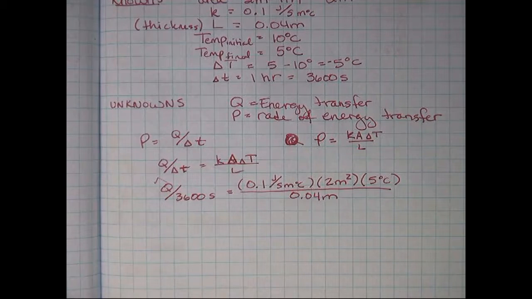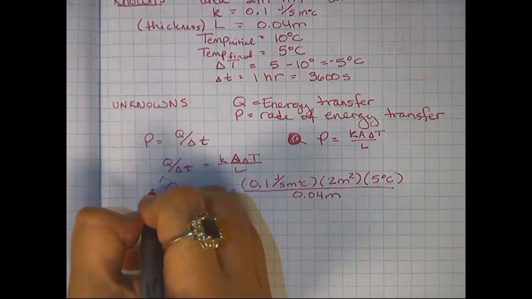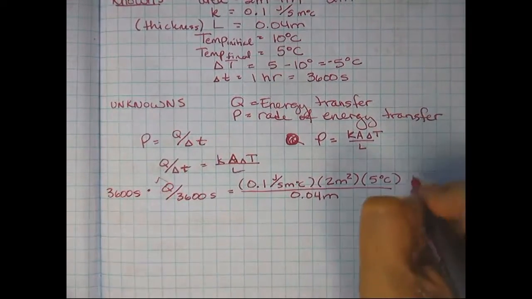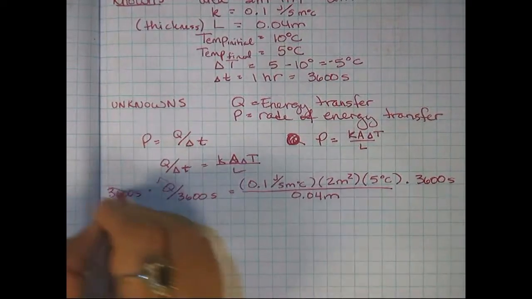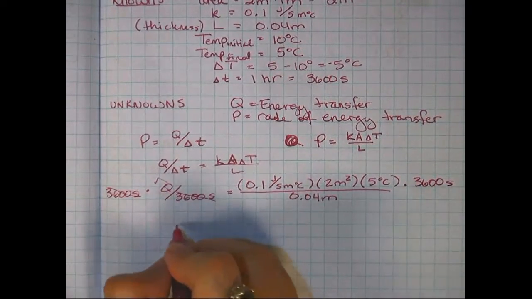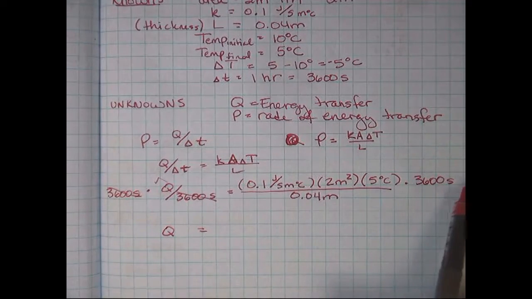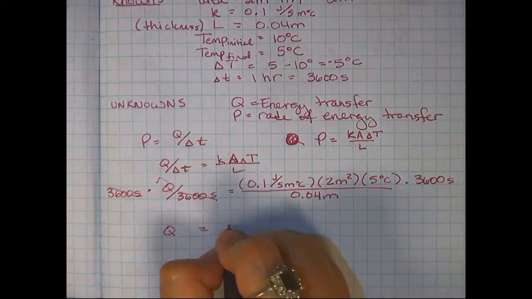Now, we're just going to use our algebra. And in order to get Q by itself on this side, I'm just going to multiply both sides times the denominator. So that on this side, these cancel, and I'm just left with Q on this side. Now on this side, I just need to multiply across the top, divide by the bottom number to get my answer here, and we're going to round it off.